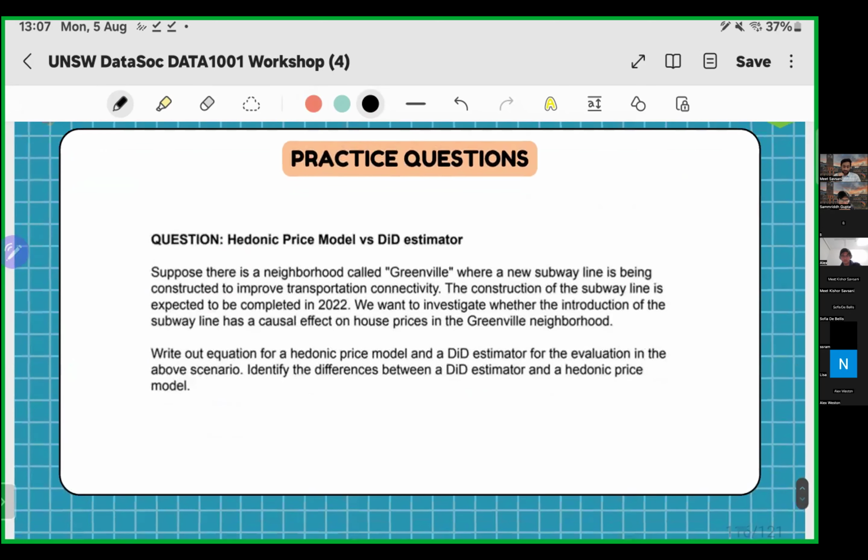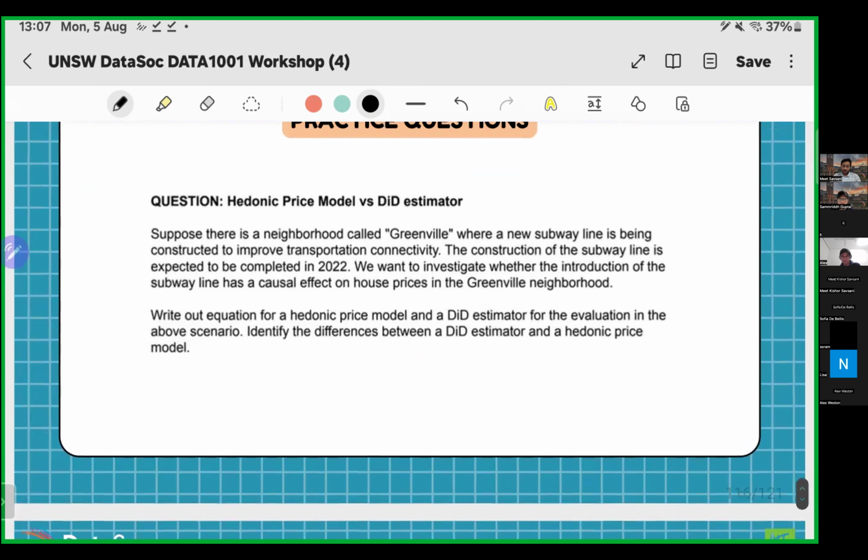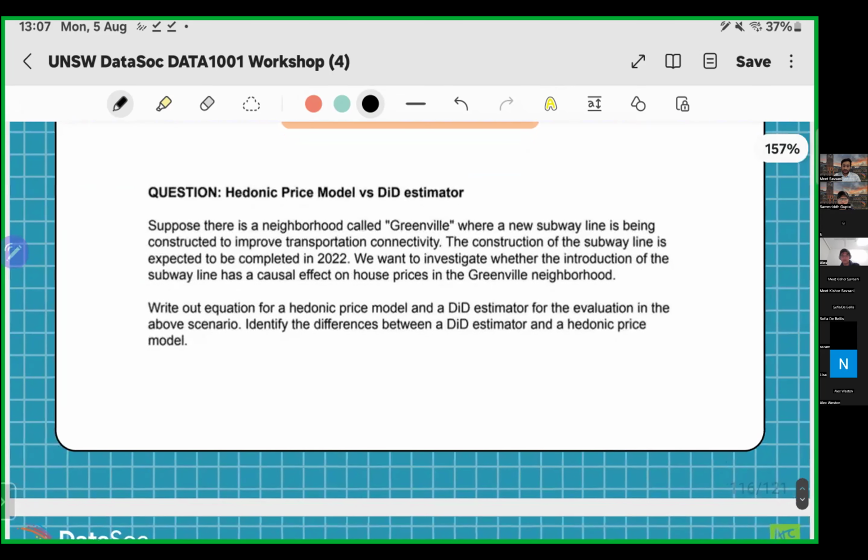One more question. Suppose there's a neighborhood called Greenvale where a new subway line is being constructed to improve transportation connectivity. The construction of the subway line is expected to be completed in 2022. We want to investigate whether the introduction of the subway line has a causal effect on house prices in the Greenvale neighborhood. Write out the equation for the hedonic price model and DID estimator.